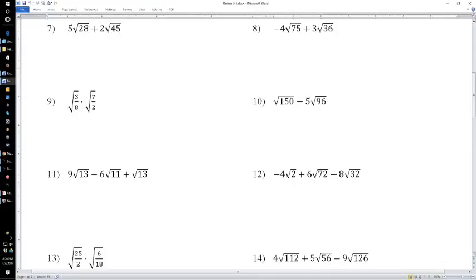Always reduce if possible. So, for number 7, without further ado, we are adding, so we need like terms. 28 and 45 are not the same, so we're going to go ahead and reduce real quick. So this is 5 times the square root of 4 times 7. 4 is a perfect square, so I'm going to divide that out. 2 on the square root of 9 times 5. So if I pull the 4 out, the square root of 4 is 2. 2 times 5 is 10, so 10 on the square root of 7. Plus, square root of 9 is 3, so 3 times 2 is 6 on the square root of 5.